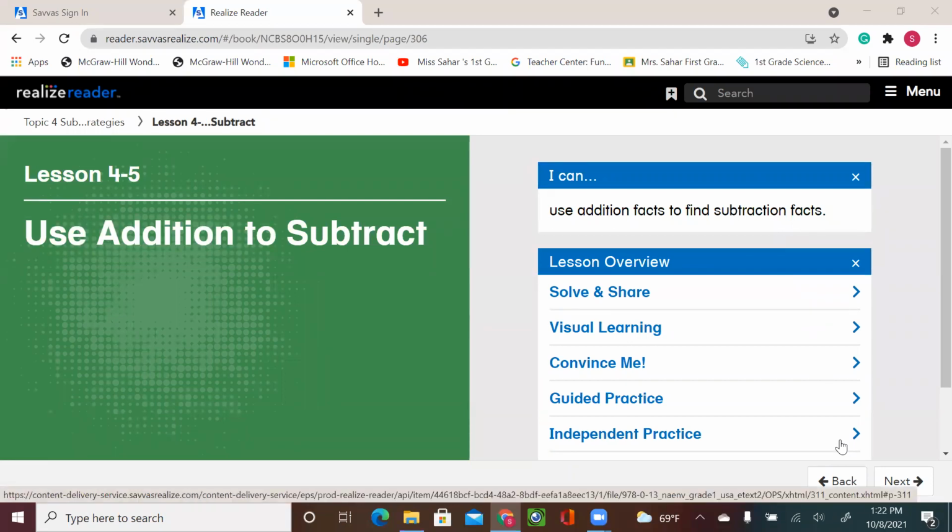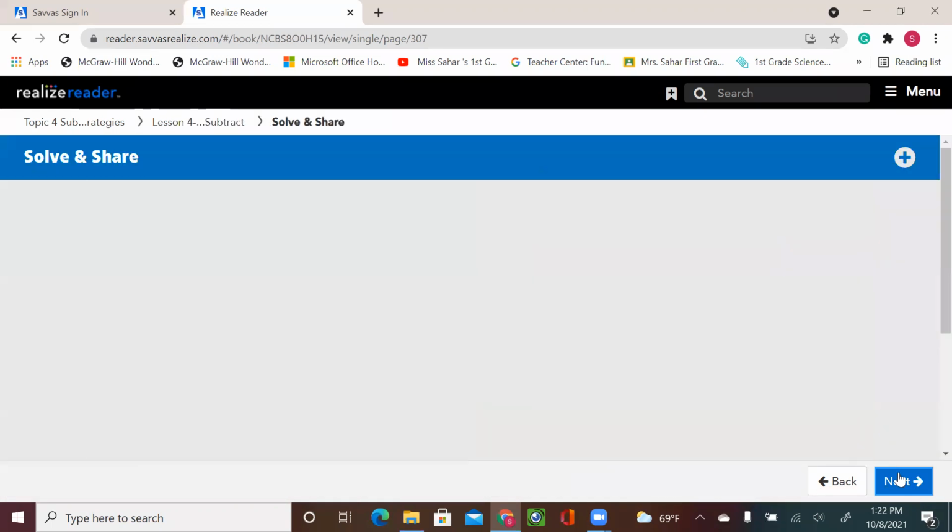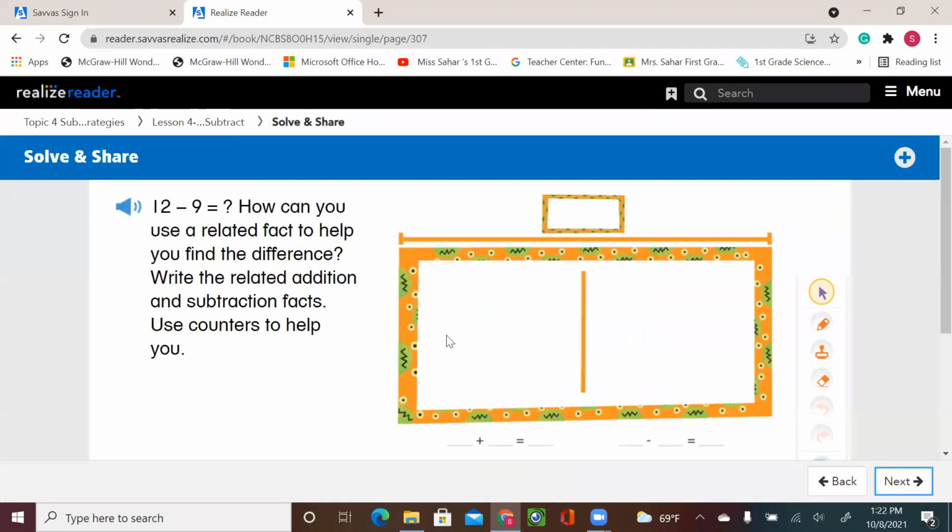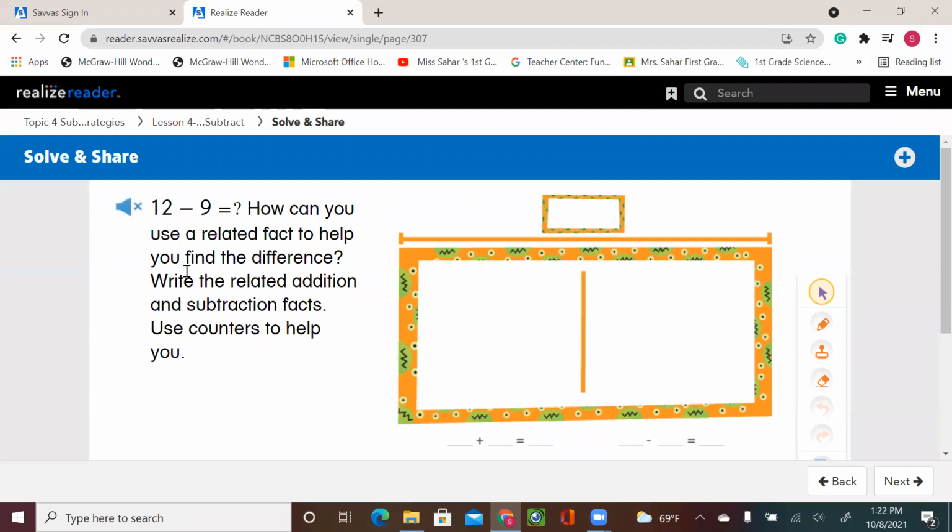Hello, first graders. Welcome to a new math lesson. We are in topic 4, lesson 5. Use addition to subtract. Let's see what we have. Please open your book, page 177. 12 minus 9 equals what number? How can you use a related fact to help you find the difference? Write the related addition and subtraction facts. Use counters to help you.